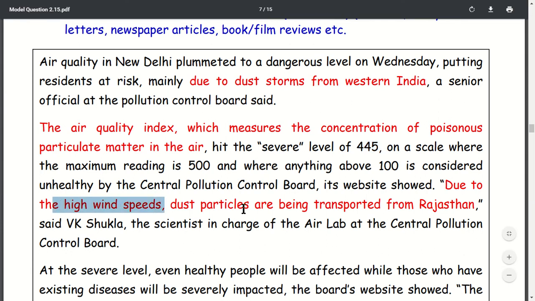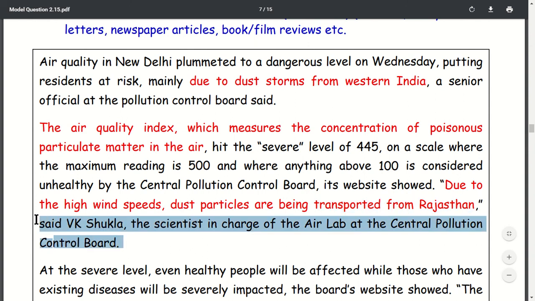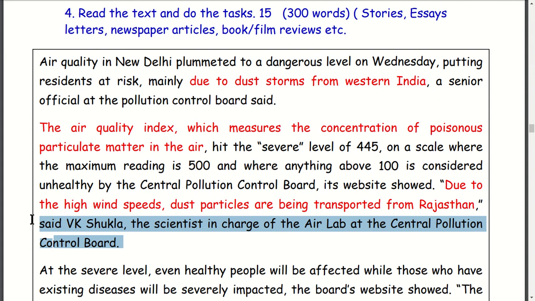Due to the high wind speeds, the dust particles are being transported from where? From Rajasthan, said V.K. Shukla, the scientist in charge of the air lab at the Central Pollution Control Board. How did this happen? Because of the dust particles, because of the wind from Rajasthan.